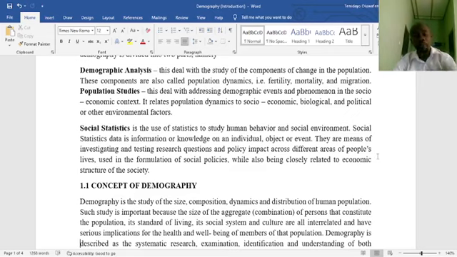Alright, so what is yours here basically? It's statistical analysis of our social environment, how people relate with each other and how people accommodate each other. It's a social strategy. Data is information or knowledge on individuals, objects, or events, and it helps in policy formulation and management.